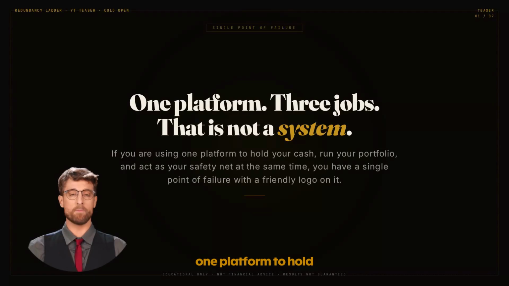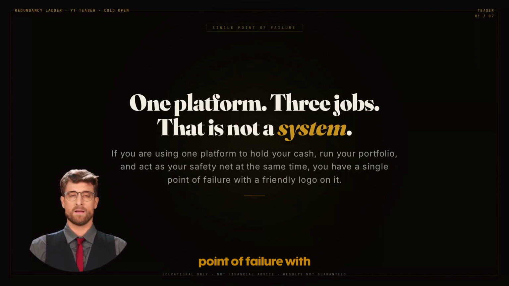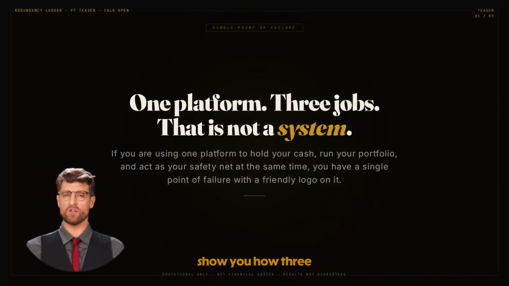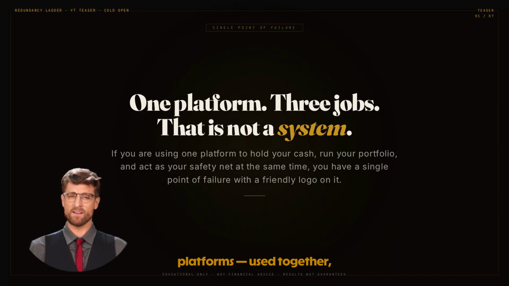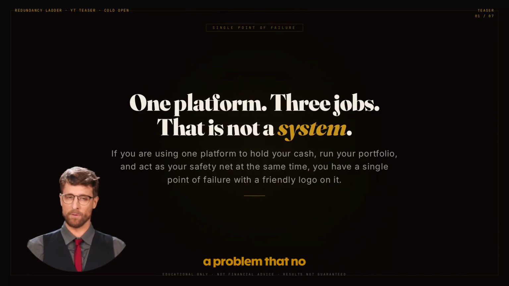If you are using one platform to hold your cash, run your portfolio, and act as your safety net at the same time, you do not have a system. You have a single point of failure with a friendly logo on it. In the next 5 minutes, I want to show you how 3 platforms, used together on purpose, solve a problem that no single one of them can solve alone.